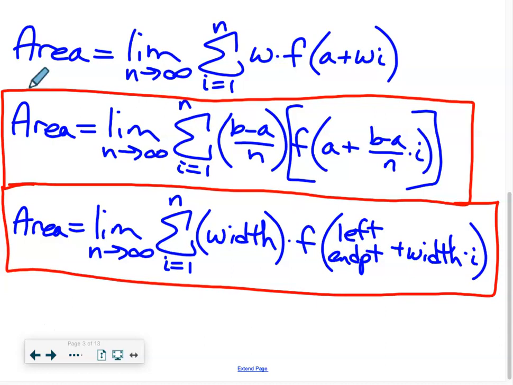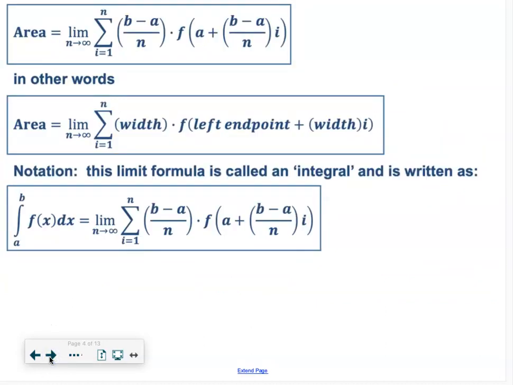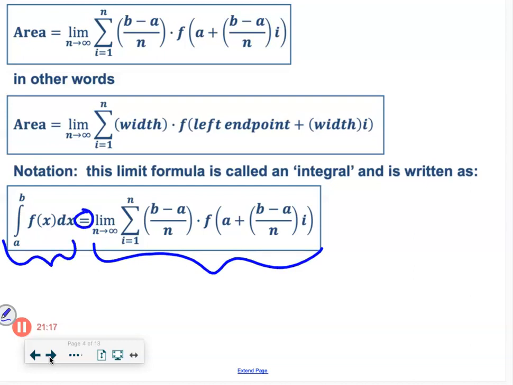Does everyone have at least this written down? I don't care if you have the words if you don't want to. You don't have to write them. On the next slide I have the same thing, so you don't have to rewrite it. But one of the things you should know is that this formula is the same thing as this. These two things are equal to each other.